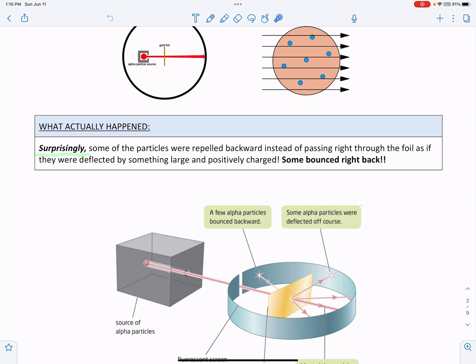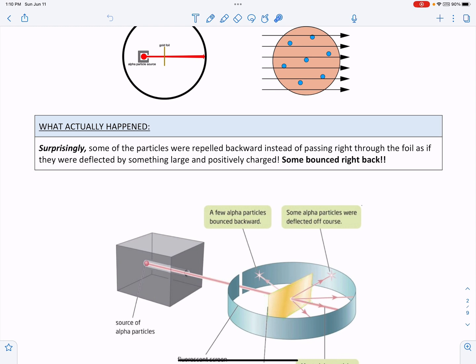Surprisingly, some of the particles were repelled backwards. Instead of passing straight through the foil, as if they were deflected by something large and positively charged. Some of these alpha particles bounced right back. And this was not expected because this gold foil is so thin.